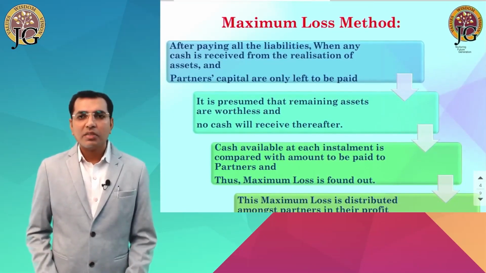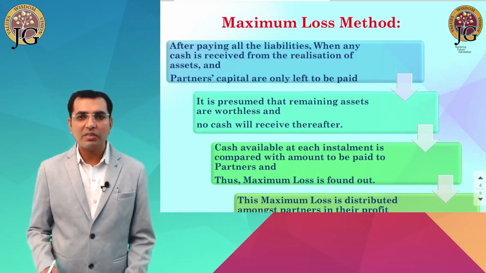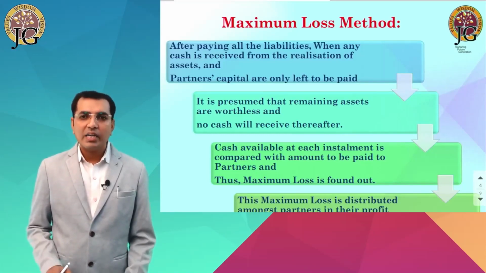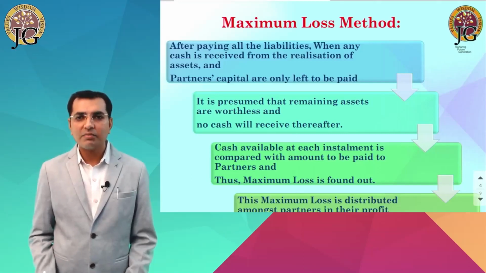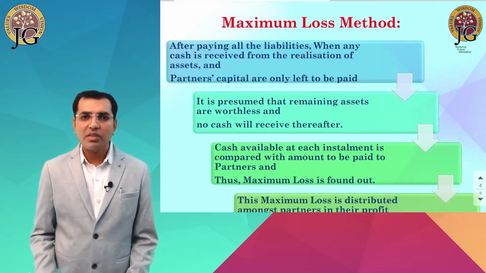In the maximum loss method, first you must remember that any method, surplus capital method or maximum loss method, will only start after paying all the liabilities. That means you have to pay the dissolution expenses first, then outside liabilities, whether secured or unsecured, and you have to pay partners' loan as well. And lastly, when only the partners' capital is left to be paid and any cash is received from the realization of assets, then the maximum loss method will start, as I have written over here.